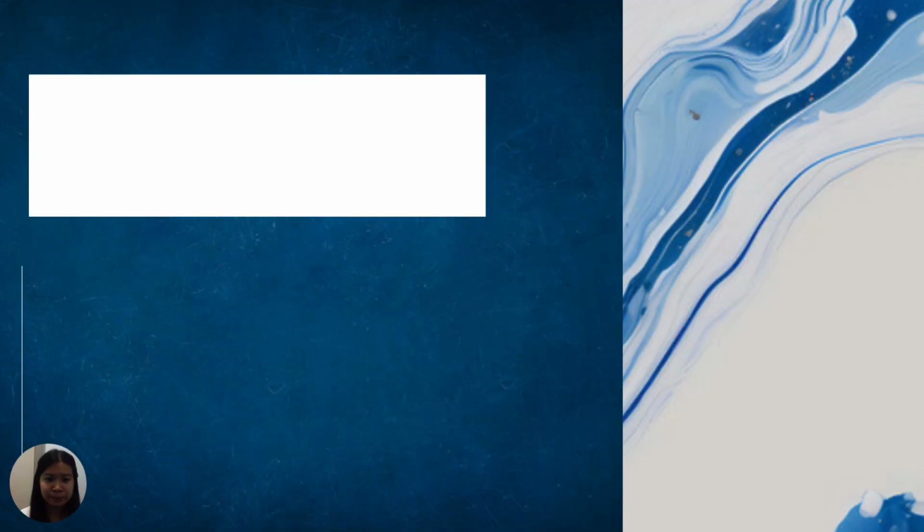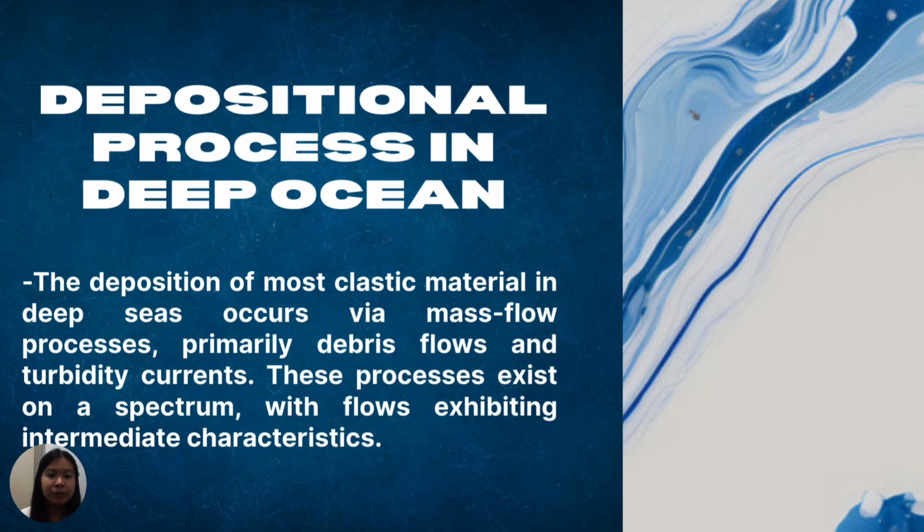Next, we will talk about the depositional processes in the deep ocean, where the deposition of most clastic materials in deep seas occurs via mass flow processes, primarily debris flows and turbidity currents. These processes exist on a spectrum with flows exhibiting intermediate characteristics.